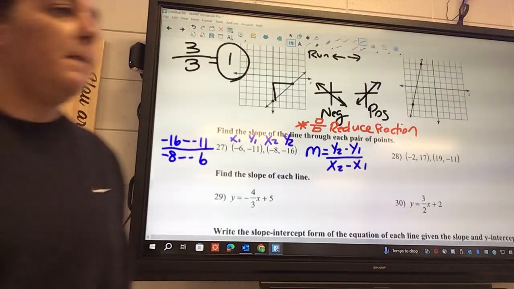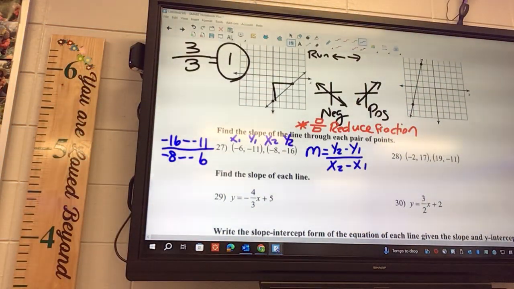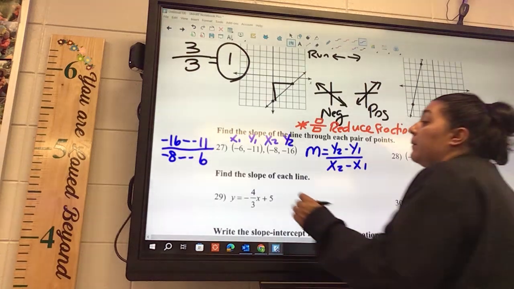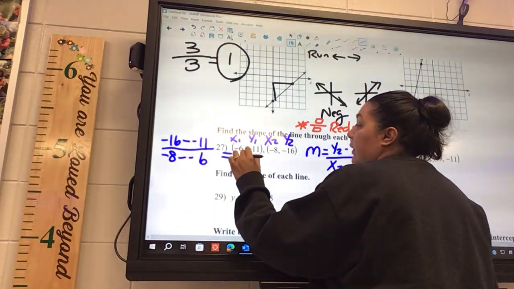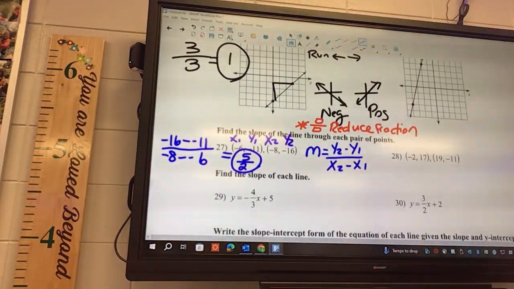And then don't you keep the 6 as negative? You're going to type it the exact way that it looks. Okay, so type that in your calculator and see what you get. 5 over 2. Somebody agree? Okay, 5 over 2. That's going to be your answer.